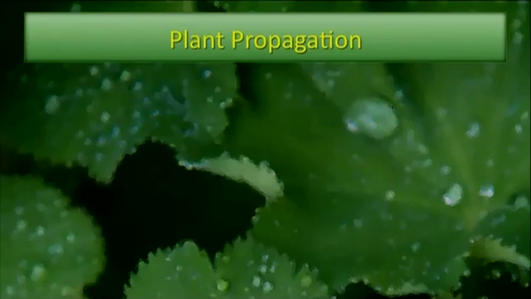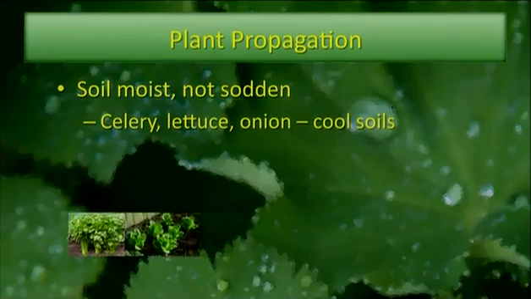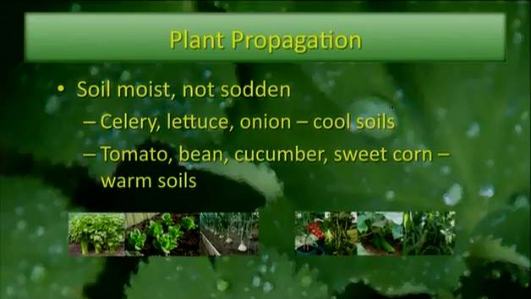Now for plant propagation, the soil needs to be moist but not sodden. Remember that the plant needs water, but it also needs oxygen at the root. Celery, lettuce, and onions are cool crops. They need cool soils to grow in. They won't germinate in warmer soils. Whereas tomato, bean, cucumber and sweet corn need warm soils, or summer soils, so they germinate in temperate areas.